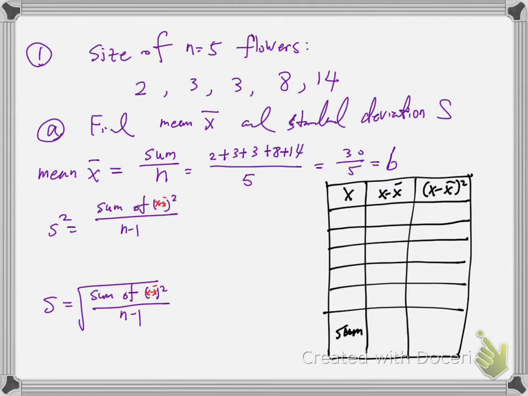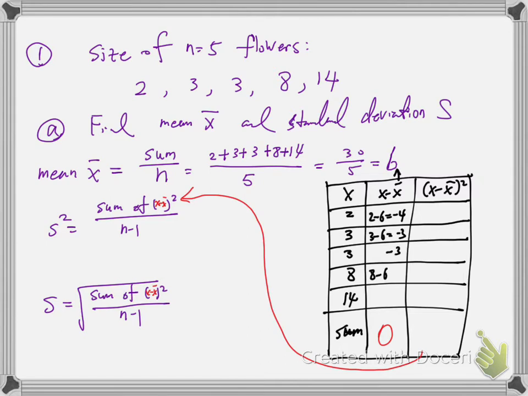Before we add, we know the sum of the middle column should be 0, right? And the last sum we get is the sum of squares, the numerator for s squared. For the example, x1 is 2, the first given number, and then 3, 3, 8, and 14. We know x bar is 6, so everybody minus 6. 2 minus 6 is -4. 3 minus 6 is -3, and -3 again. 8 minus 6 is 2, and 14 minus 6 is 8.